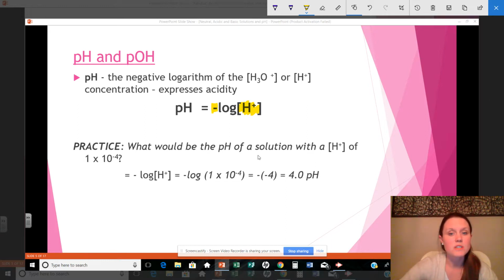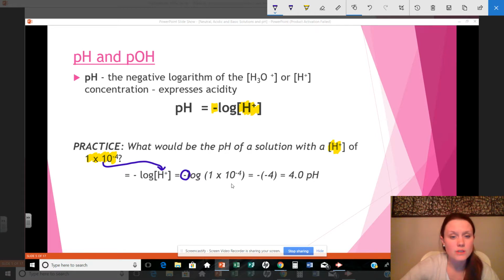Okay, so below here I've got a quick example for you. It says, what would the pH of a solution with a hydrogen ion concentration of 1 times 10 to the negative 4th be? Okay, so pH equals the negative log of the hydrogen ion concentration. So you're going to plug our H plus concentration into right there. Okay, remembering that there's a negative out front. Okay, you can't forget that.